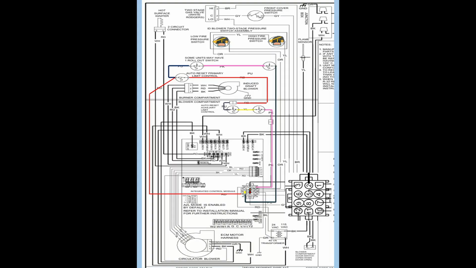The power splits at the outlet of the second rollout switch and goes up to the inlet side of the low fire pressure switch on an orange wire, and then over to the second stage pressure switch on a yellow wire.